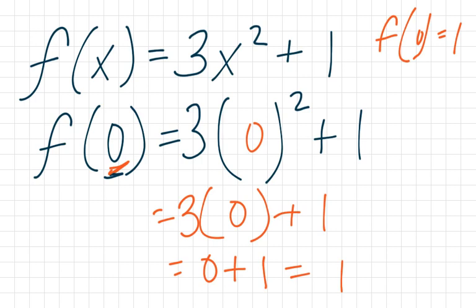So when the function is evaluated with x being 0, our resulting output is equal to 1. So this is my output. So our f of 0 is equal to 1. 1 is our output, and our input was that 0.